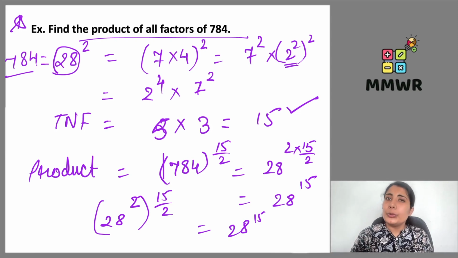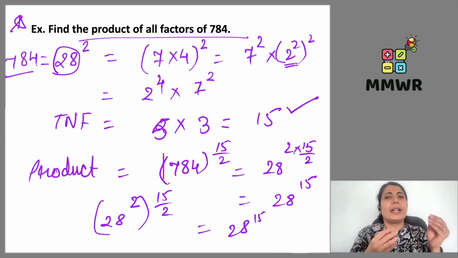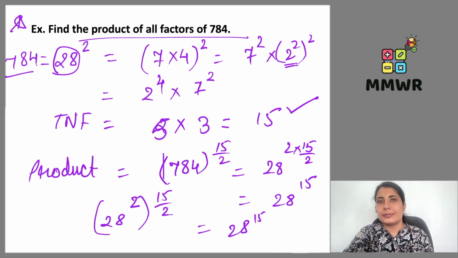You can definitely do it. Try from your side, take any numbers, perfect squares, non-perfect squares, whatsoever type of numbers you have. Try and find the product of all factors, right?